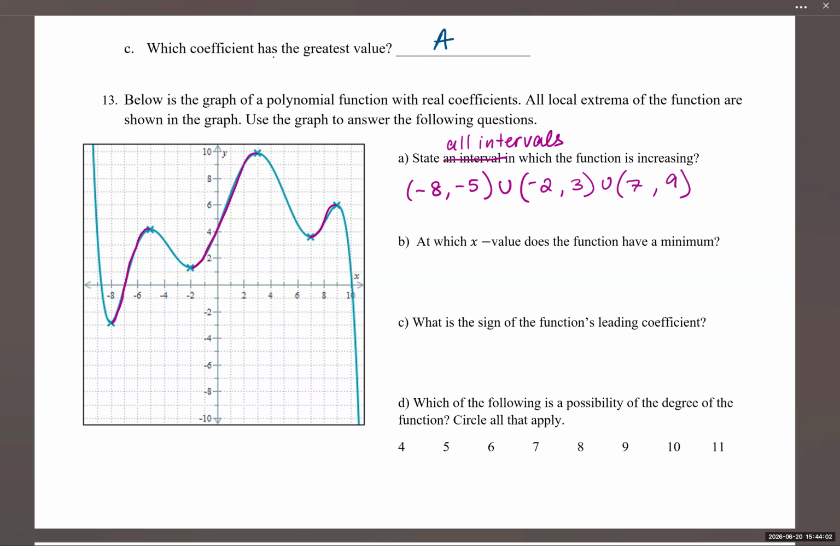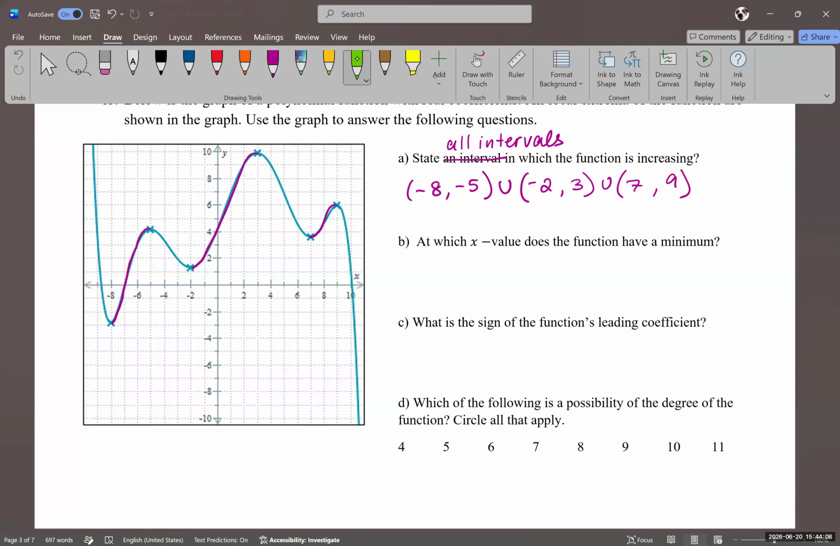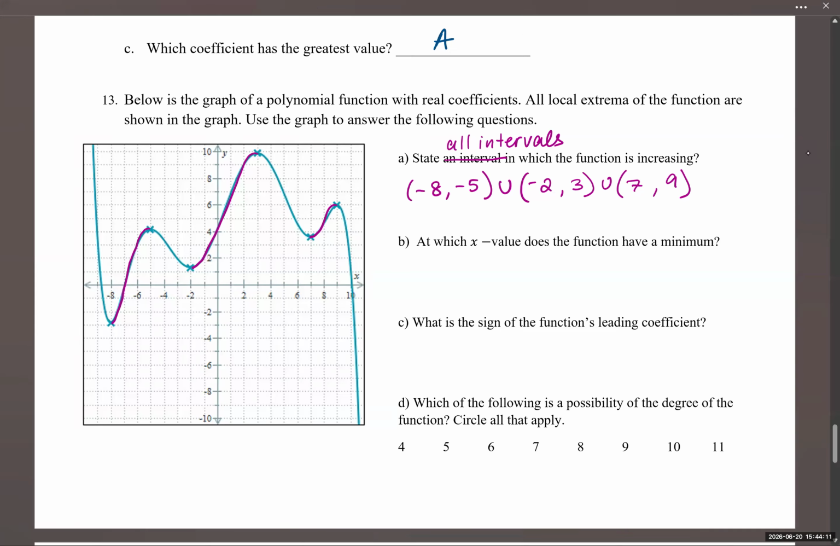At which x value does the function have a minimum? And again, there's multiple ones, so I will list them all, and you just needed one for the question. So minimum is where the function switches direction from decrease to increase. So that's here, here, and here. We just need the x values. So x equals -8, or x equals -2, or x equals 7.